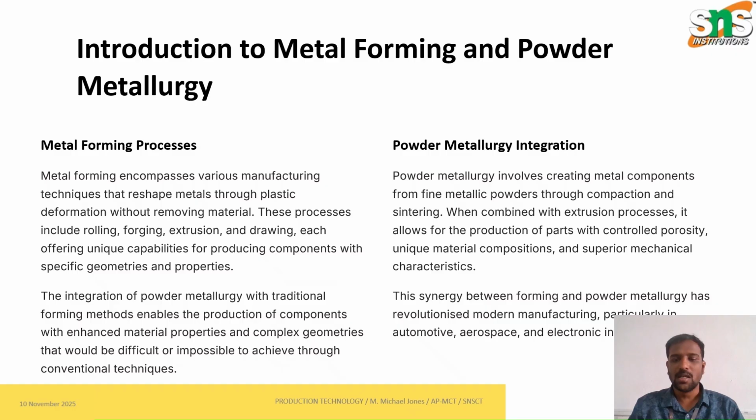Then powder metallurgy involves creating metal components from fine metallic powders through compaction and sintering. So what is compaction and sintering? We are going to compact fine particles of a metal powder into the required shape. And sintering is a process where we'll use a laser or a resin such that we'll localize a particular area or section of the part for it to be hardened. So this is a metal forming process and powder metallurgical integration in metal forming.